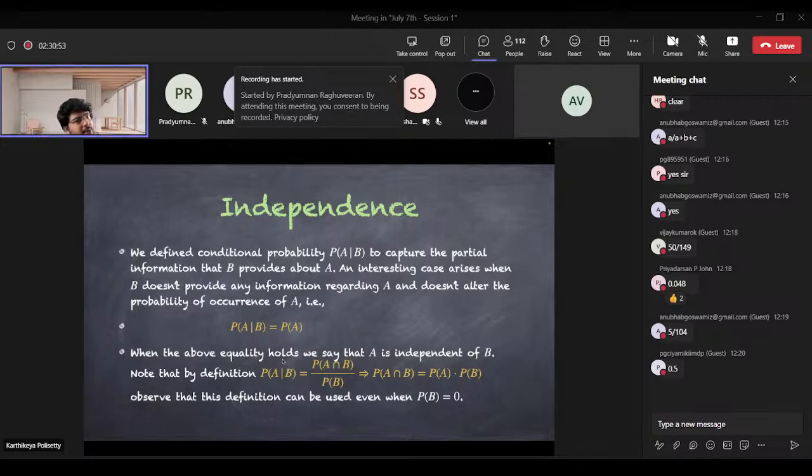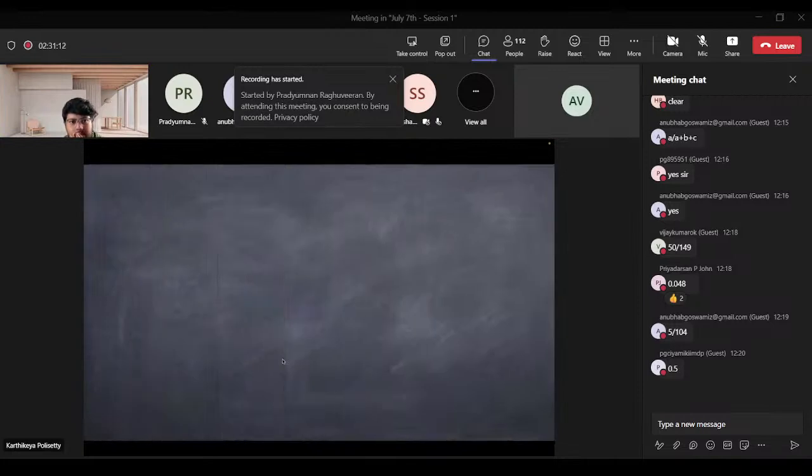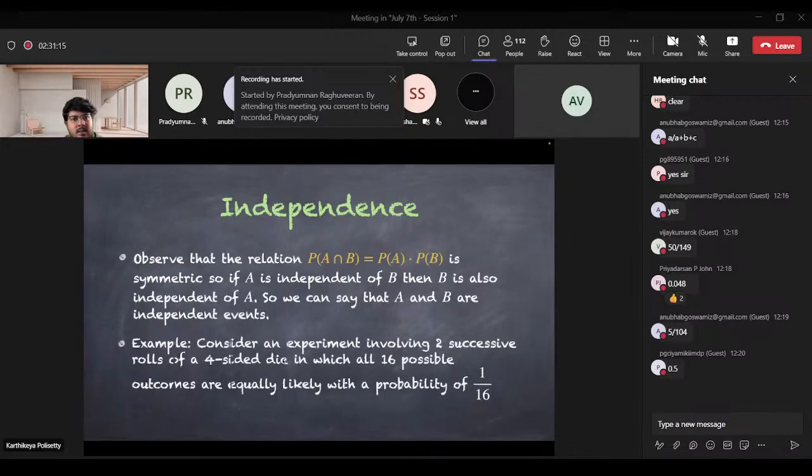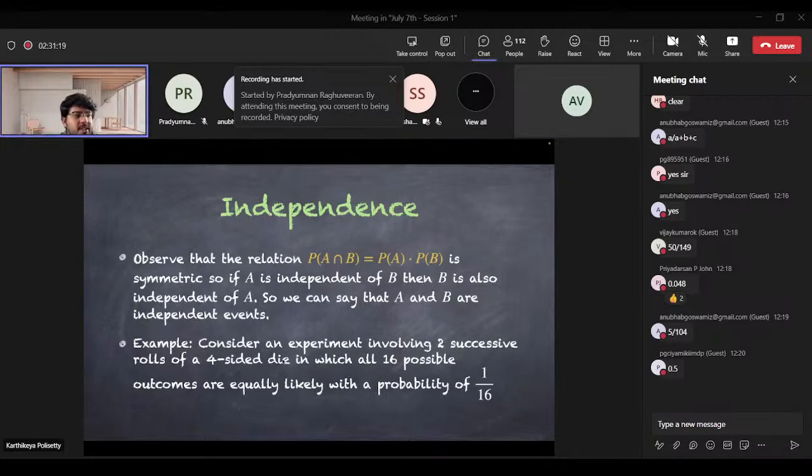Note that by definition, P of A given B is P of A intersection B upon P of B, which implies P of A intersection B is equal to P of A times P of B. Observe that this definition can be used even when P of B is 0. Since the expression P of A times P of B is symmetric, if A is independent of B, then B is also independent of A. So we can say that A and B are independent events without any ambiguity. We have no need to think of whether A is independent of B and B is not independent of A.